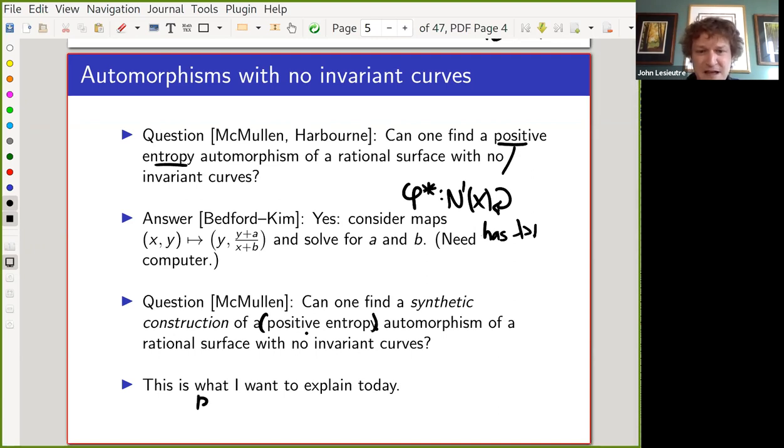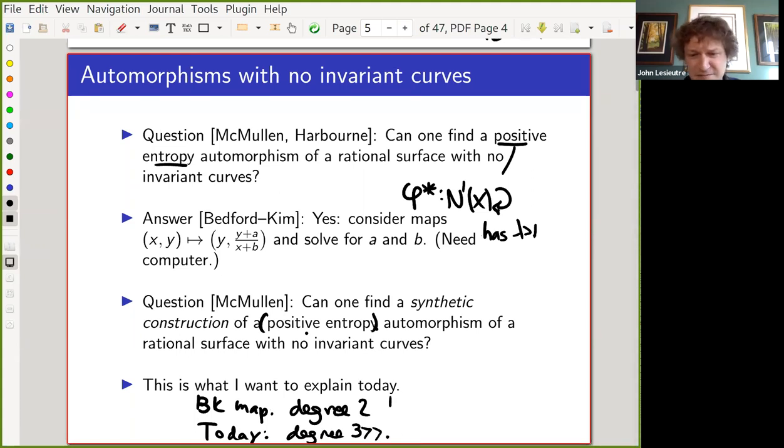So the map they give is a degree 2 map, right? It's just a quadratic map composed with a linear map. The map I'll tell you about today is a degree 377 map with no invariant curves. But in other ways, the map I'll show you is simpler.